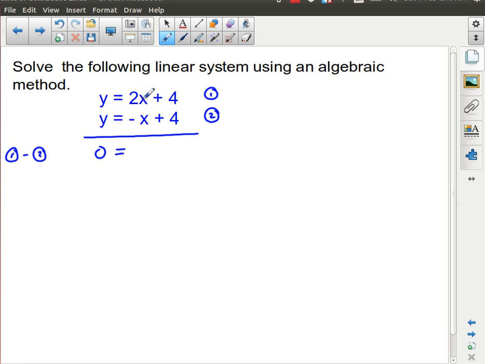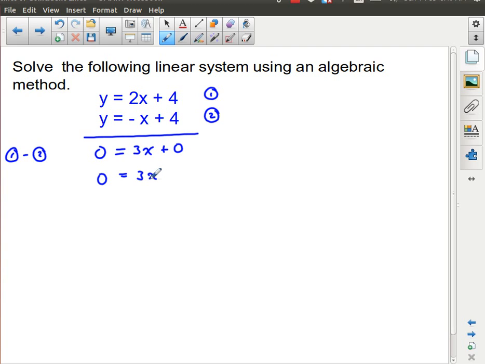Be careful here, I'm doing subtraction. So this is 2x minus negative x, which is the same as 2x plus x, which is equal to 3x. And this is 4 minus 4, which is equal to 0. Again, I didn't need to write this plus 0 because we still end up with 0 equals 3x. And I want you to understand that this is not the contradiction we had in the previous example.